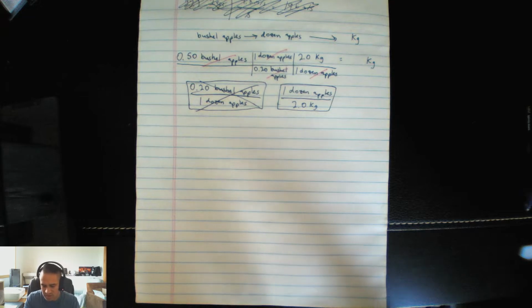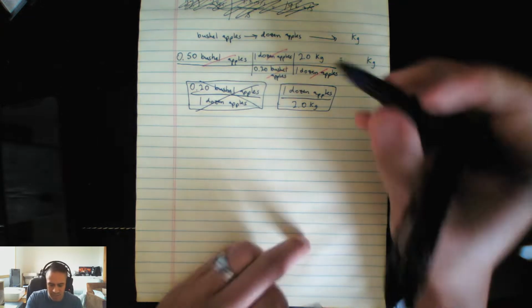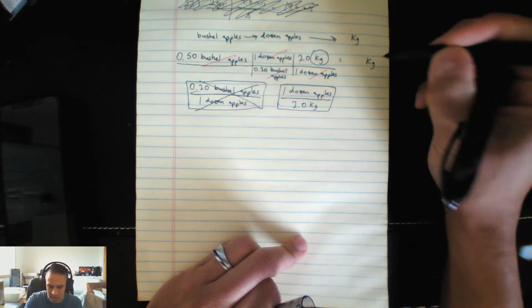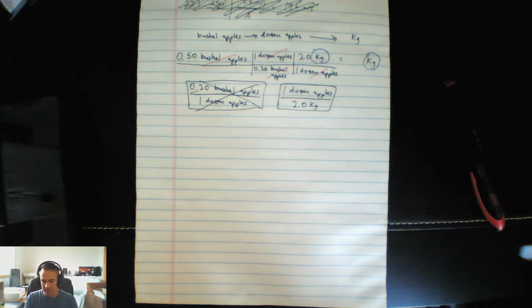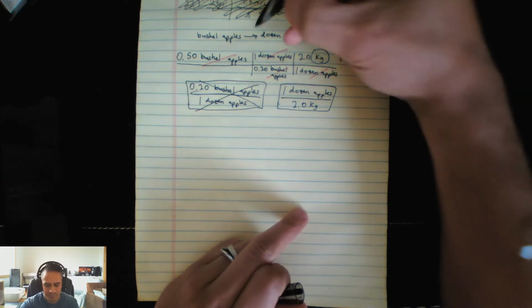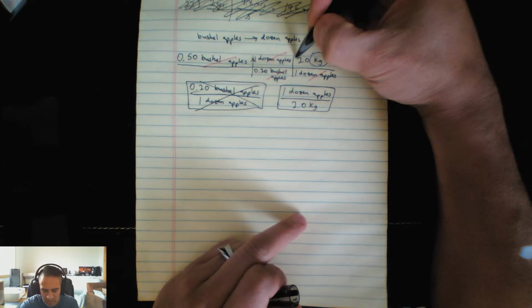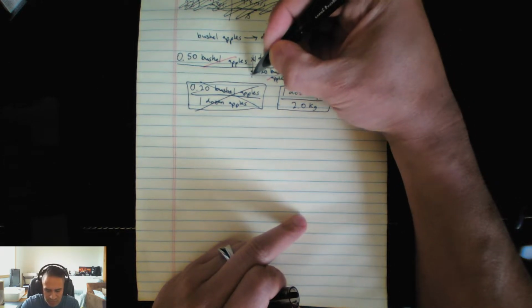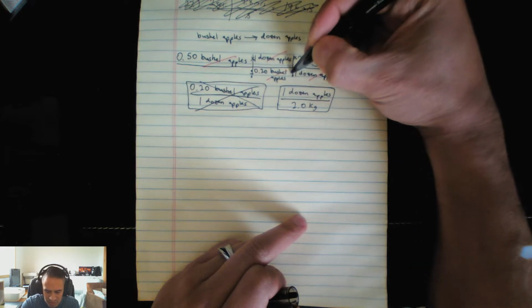So dozen apples will cancel out. And we'll notice that the unit we're left with, kilograms, is the same unit that our answer is looking for. Okay, so we know that we've done our math right. So now, remember, we're going to multiply all of these numbers along the top, and we're going to divide by all of these numbers along the bottom.